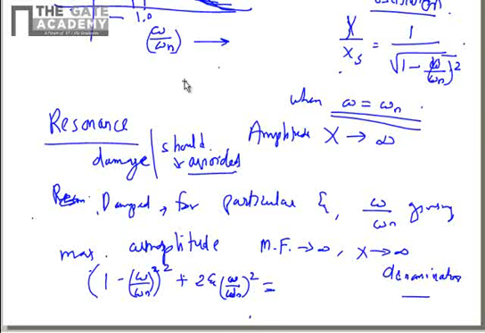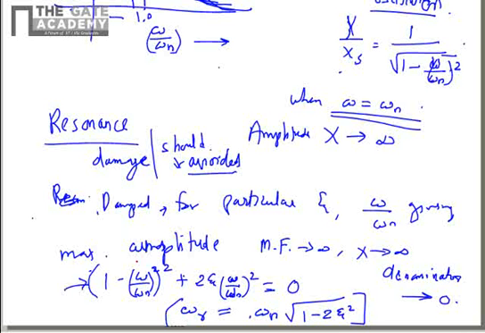Denominator tends to 0. So if you equate this to 0 and find the solution, the relation between omega, z and omega n, I'll leave the mathematical part to you, and we'll find omega resonance equal to omega natural times square root of 1 minus 2z square. If you solve this equation that is given here, this is the frequency at which the resonance will occur for a damped case.